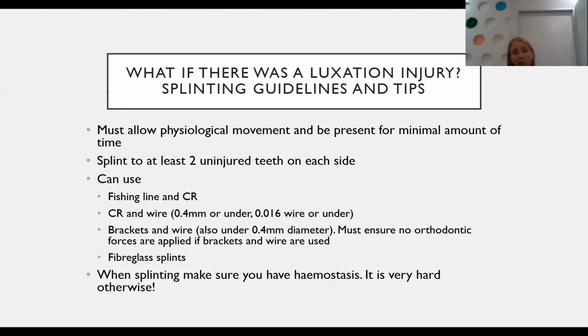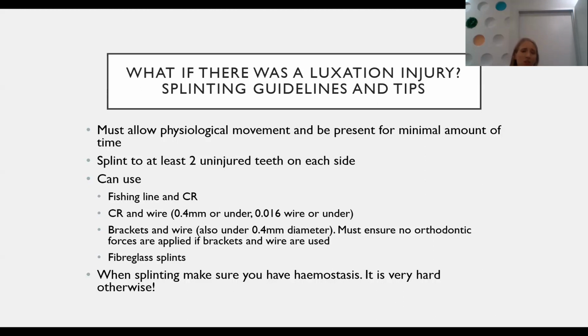For the composite, if you want to limit aerosols as much as possible, you can use a one-step self-etch adhesive system like Scotchbond Universal. We don't really like GIC for splint, as we've commonly seen debonding. You can also use composite resin and an ortho wire to make it a flexible splint. The wire diameter needs to be under 0.4 millimeter, which is an 016 wire or under.